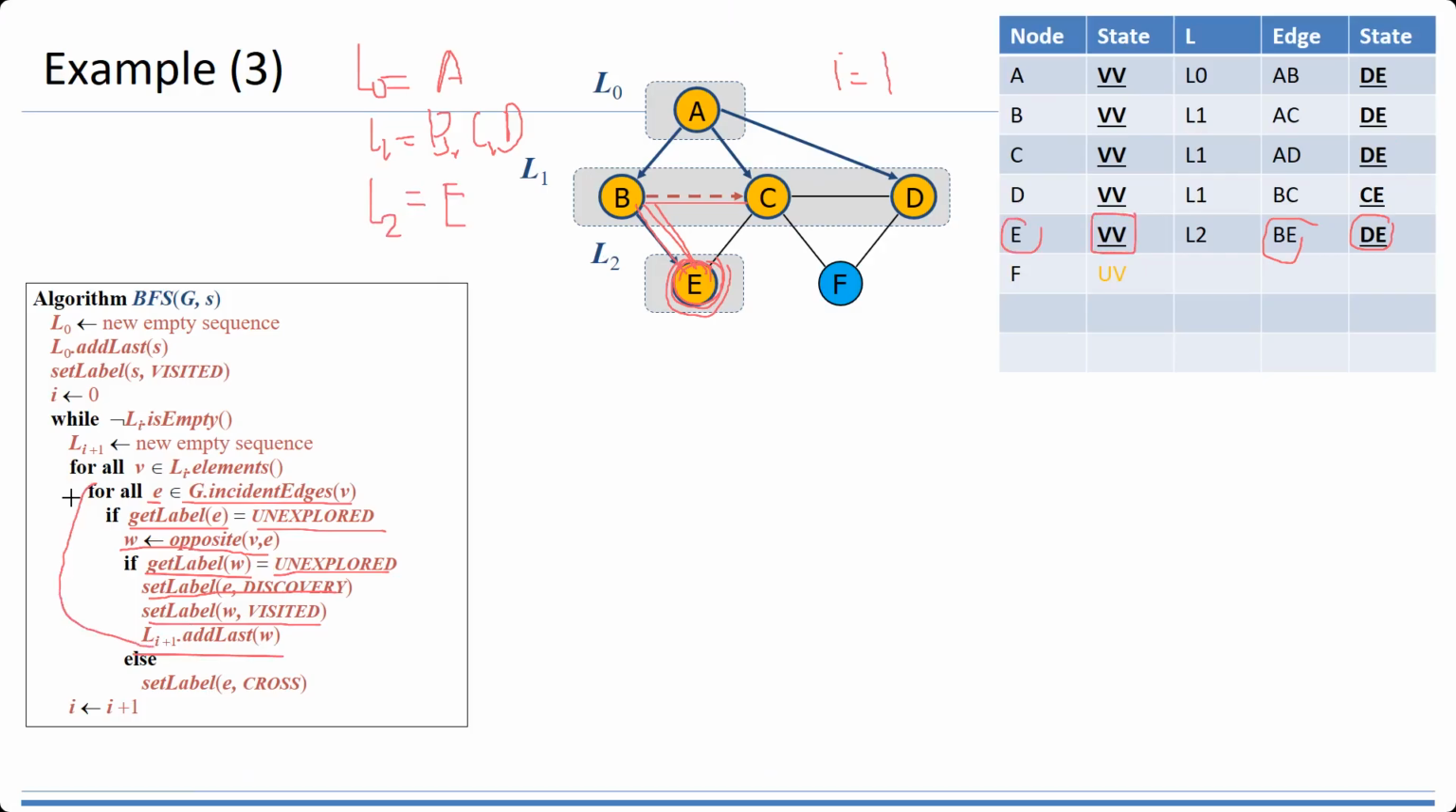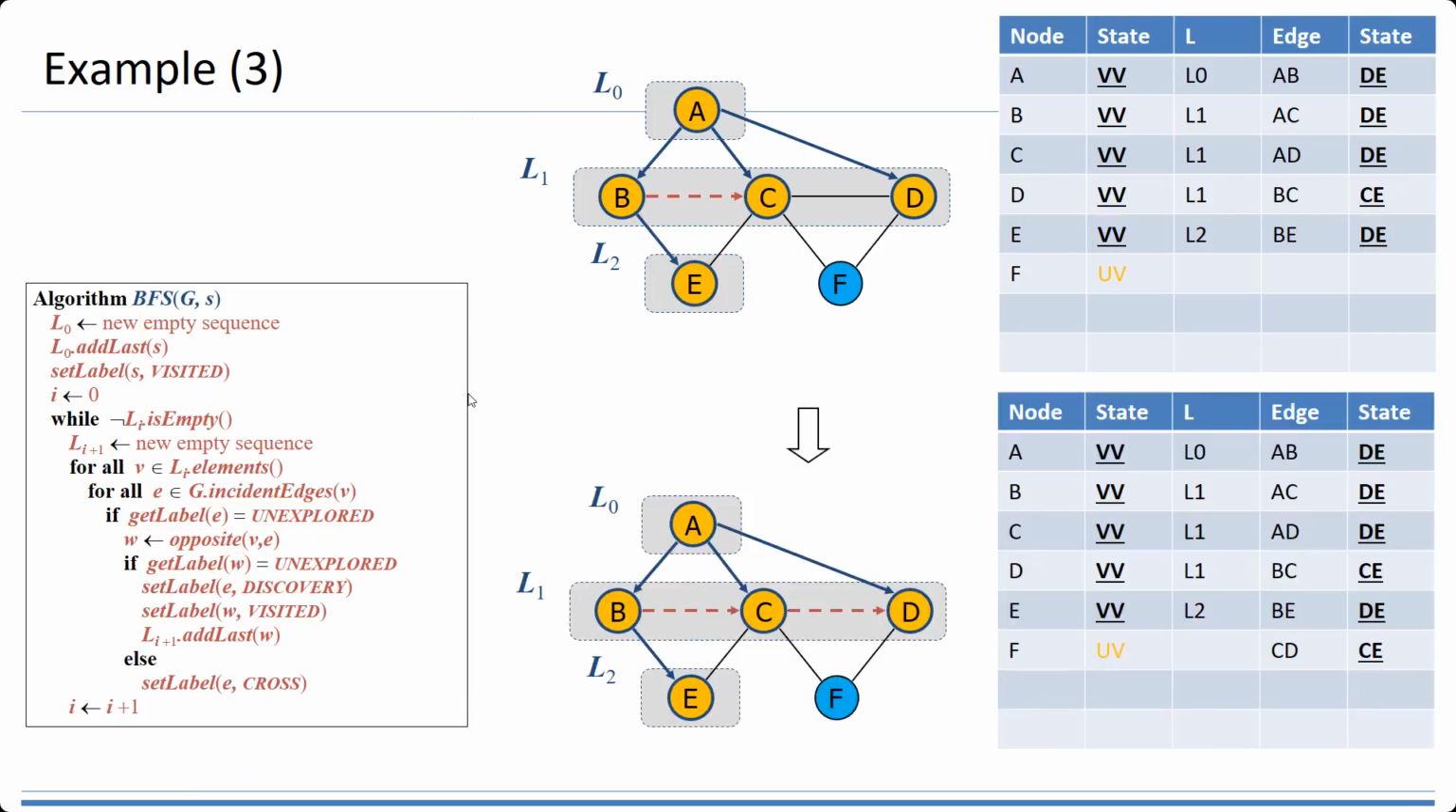So we return back. Is it finished? BC, BE? Yes, this is already finished. Then we go to the next element. We go to the next vertex, which is C. Now let's go to C. The same with the previous one. C, we want to check with the D.